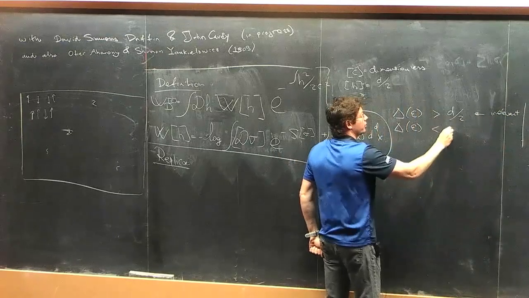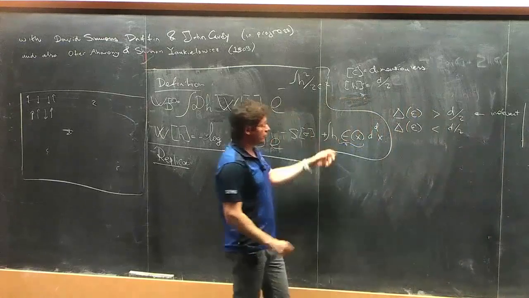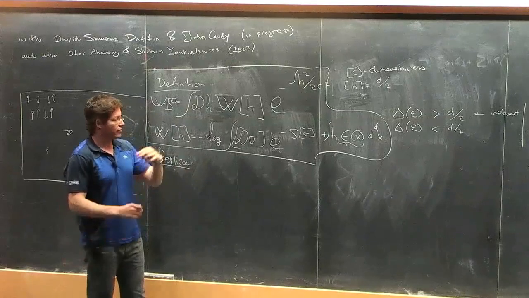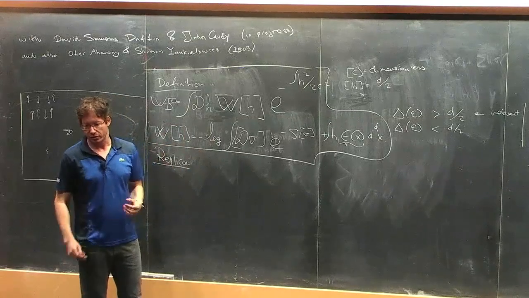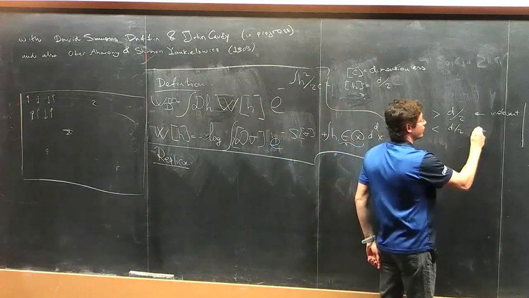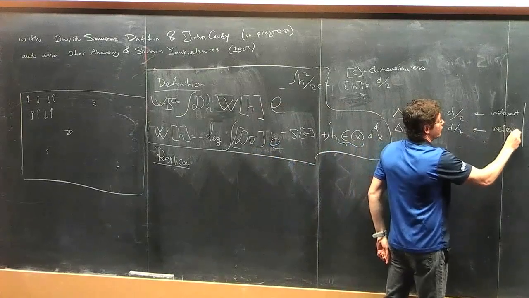Now, if the dimension is smaller than d over 2, then this disorder is relevant, and it could take you anywhere. It could take you to a faraway fixed point. It could annihilate the second order phase transition altogether, and you have to do a case-by-case study. But so it's a relevant perturbation.